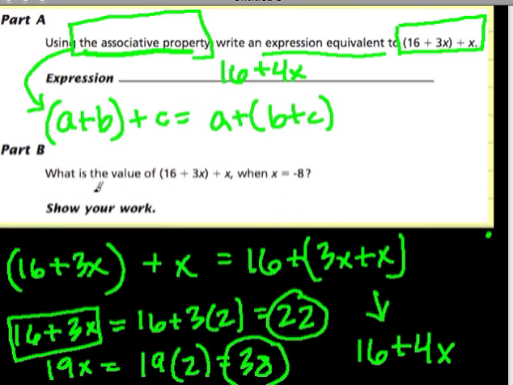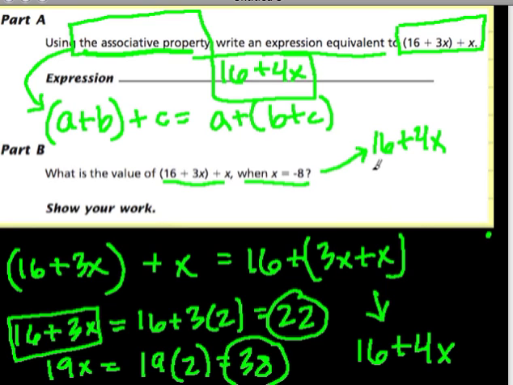And now we want to know what's the value of 16 plus 3x plus x when x equals negative 8. Well, since we simplified our expression and wrote it as this right here, let's use that, because we're saying they're equivalent. It's the same thing. So we have 16 plus 4x. Here, x is going to be negative 8. So it's 16 plus 4 times negative 8.